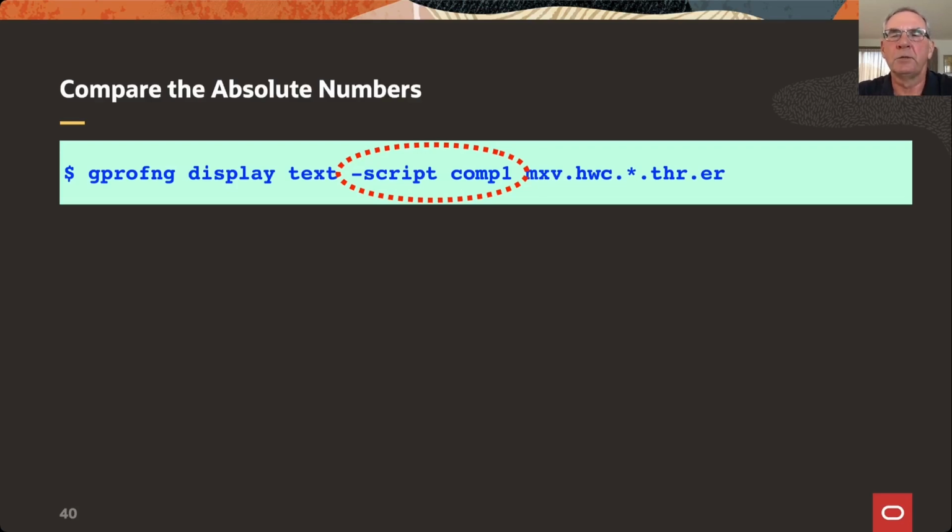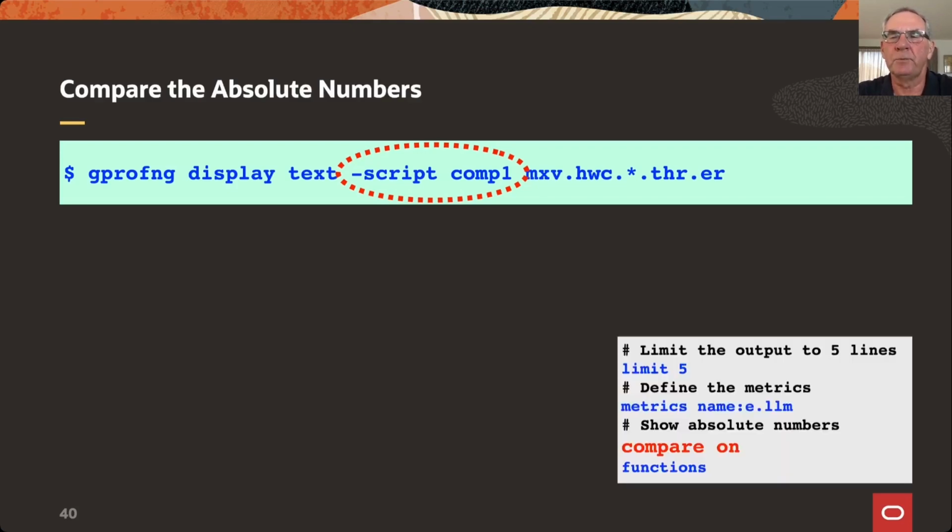So I'm using a script, and the script is fairly straightforward. I'm limiting the output to 5 lines. I define the metrics. I only want to see the name and the last level misses. And the new element here is the comparison. So I enable the comparison by saying compare on, and I do that for the function overview because the comparison works at the function overview, the source lines, and the disassembly. So you can use that at all levels. Here I'm just going to stick with the function level.